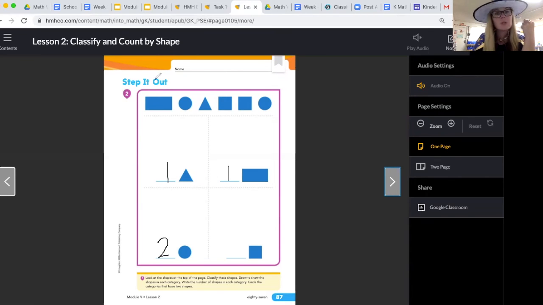Squares. Let's count squares. Rectangle, circle, triangle, square, square, circle. So there are 2 squares. Do you remember the last directions we had? It's to circle which ones have 2. So do that, circle which ones have 2 in each group, in each category.